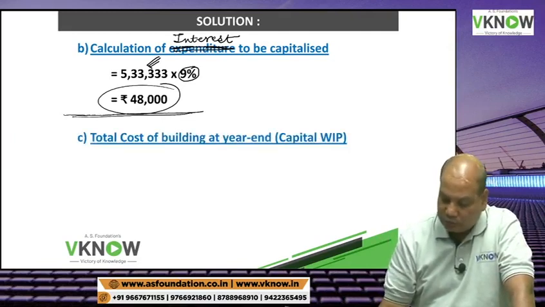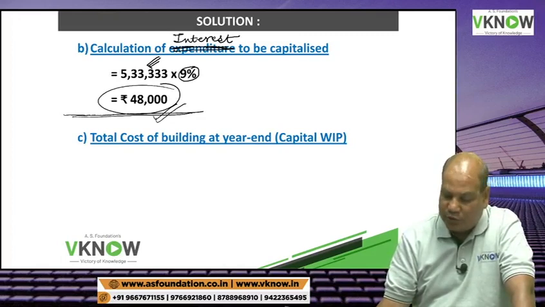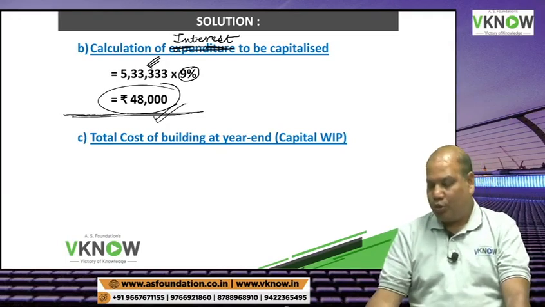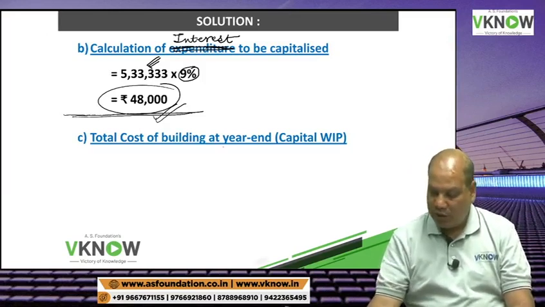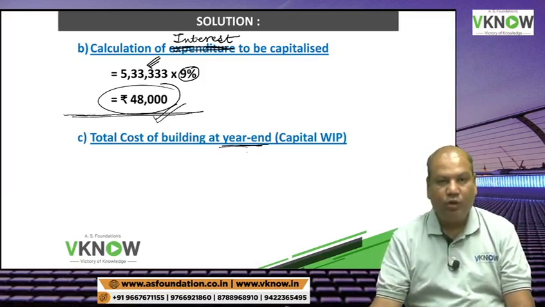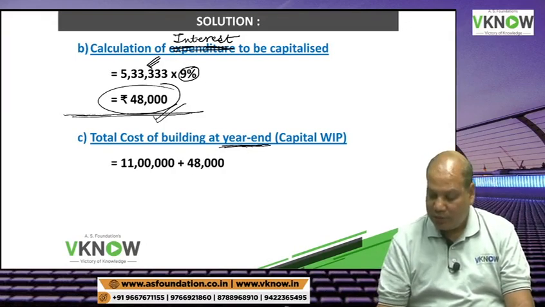Okay. Point number C, write down. Point number C, please round off to 48,000. No need to write in fraction. Point number C, write down. Total cost of building at the year end. So now what will happen in the next year, or what will happen at year end?